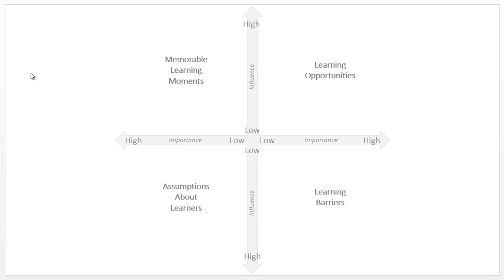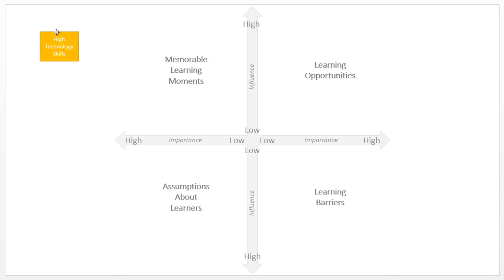And we're going to plot these factors or these examples for the courses on 2 scales. We're going to plot them on a scale of importance to the learning experience, so low to high, and then we're going to plot them on a scale of influence that we as a course designer or educator have on them, so from low to high. So what I have here are some examples.